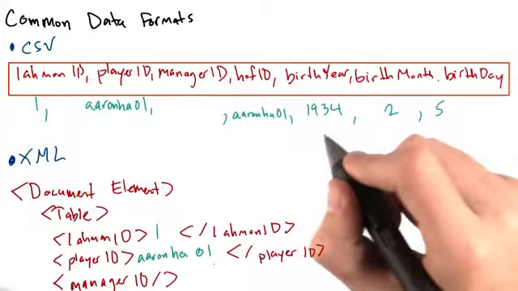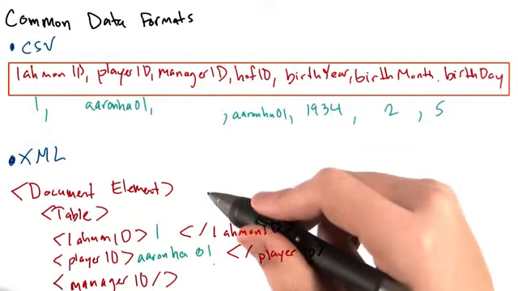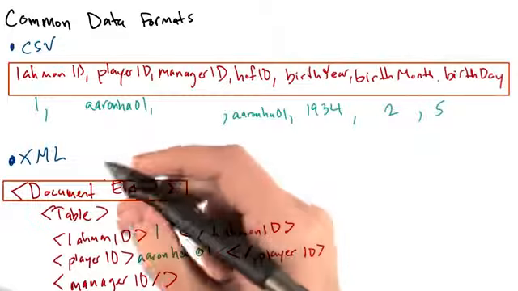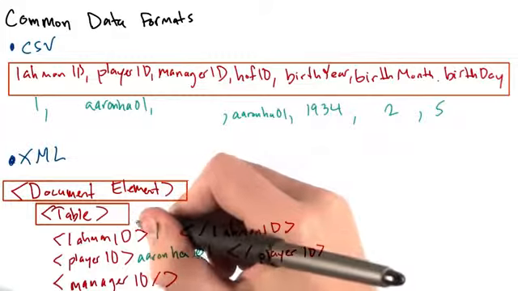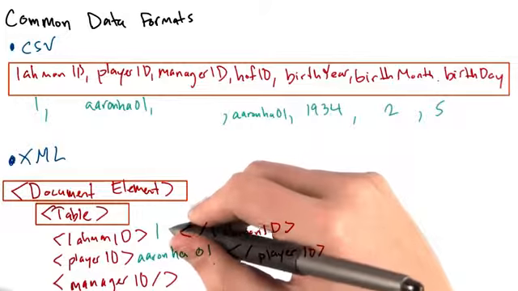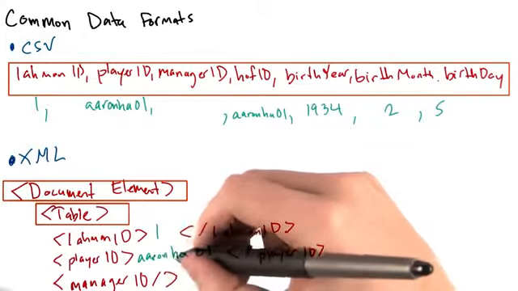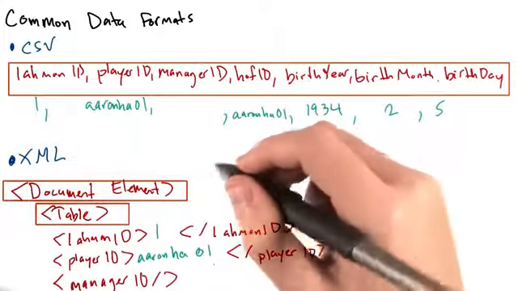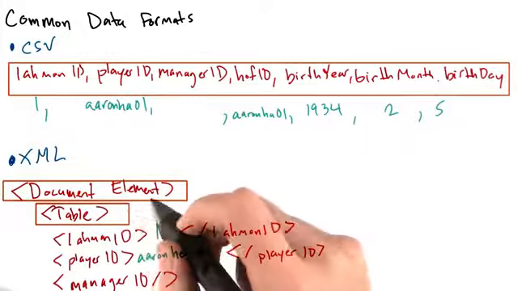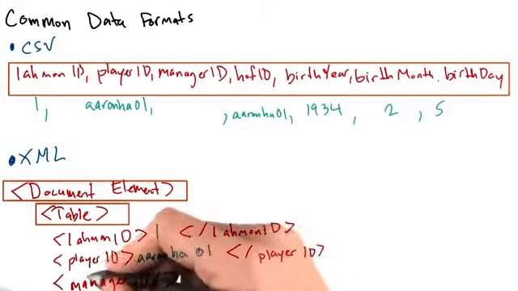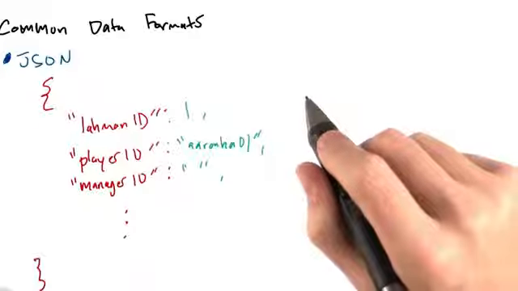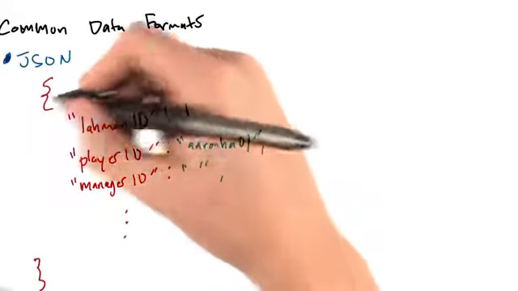In the case of an XML document, we end up with something that pretty closely resembles HTML. We can have a document element, which is opened. It can then have a series of tables, which are also opened, as we see here. The table has a number of children, which correspond to the values that we just discussed in the CSV. One for Lahman ID, aaronha01 for player ID, etc. Note that when we're missing a value in XML, things are treated a bit differently. For example, since Hank Aaron was not a manager, we just open the manager ID field and then put a slash at the end.